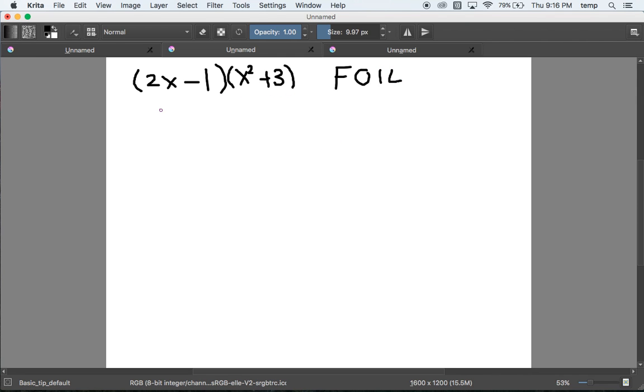Okay, so our first step is we do our first terms. So we do 2x times x squared. Well, 2 times 1 is 2, and x times x squared gives us x cubed. Right, and that comes from our exponent rules. So next we go 2x times 3. Well, 2 times 3 is 6, and then we have x left over. So this is going to be plus 6x.